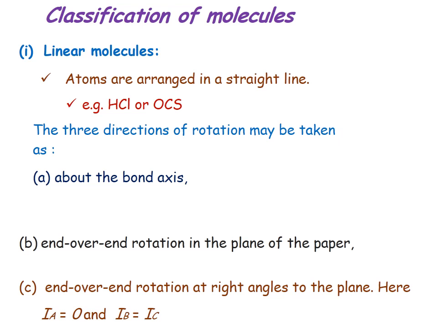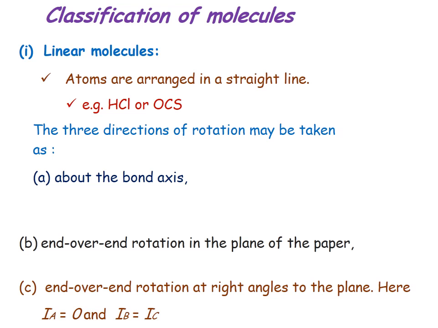Let us go to the classification now. We can group the molecules according to their values of moments of inertia, that is, the values of moments of inertia based on their shape. We will now discuss the rotational spectra arising from each group. Each group gives us its rotational spectra.